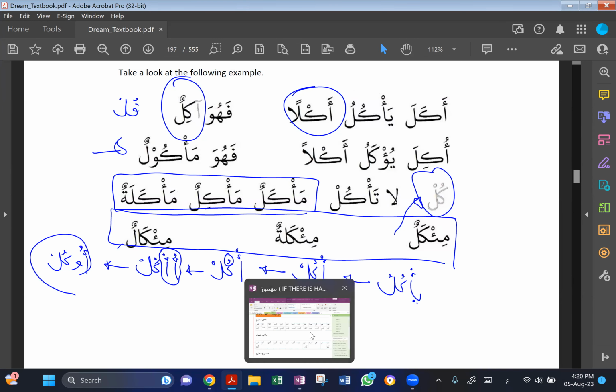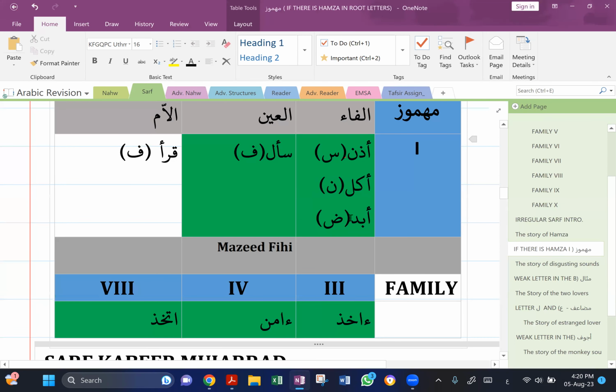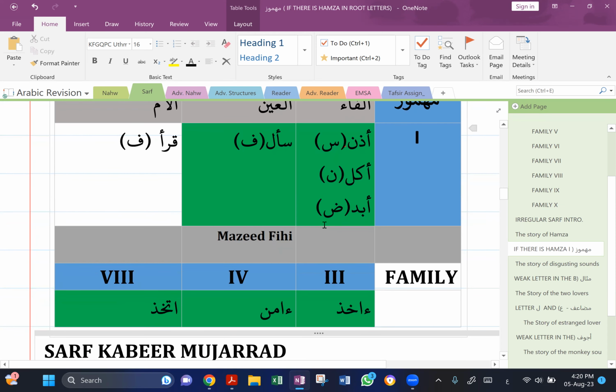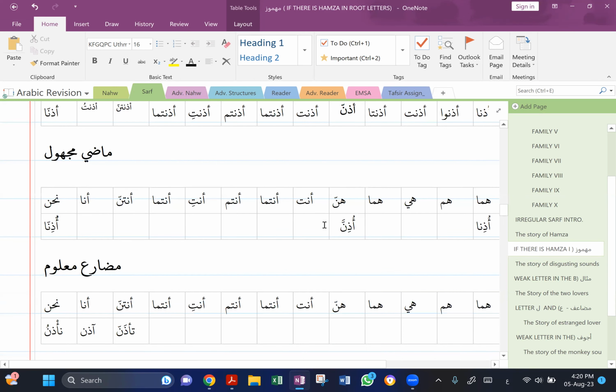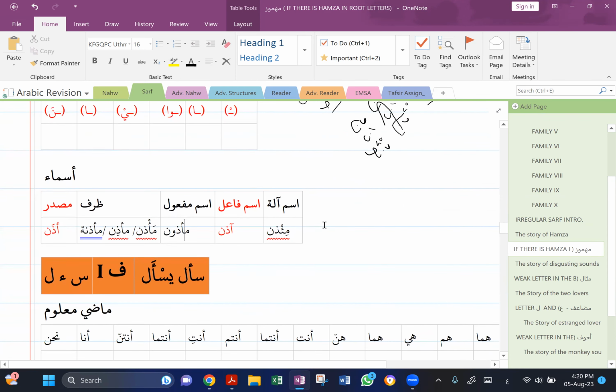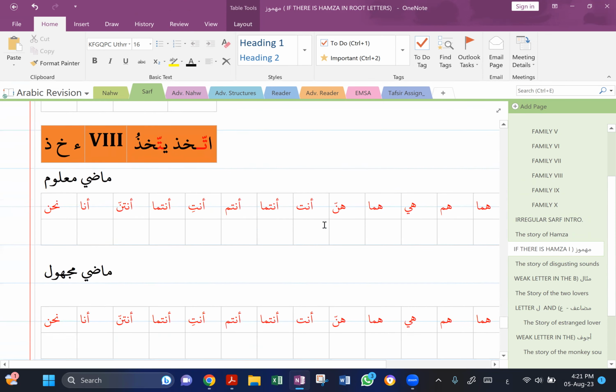I remember I just did not do a chart for that. I will add a chart maybe for akala. And then you have now daraba yadribu, abada ya'bidu. Now this one is not there in the book, so we can just try to do it on our own. Abada ya'bidu. Yeah, I completely forgot to put those two. I don't know what happened.